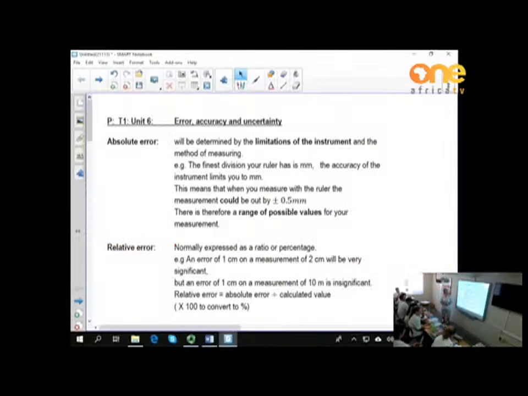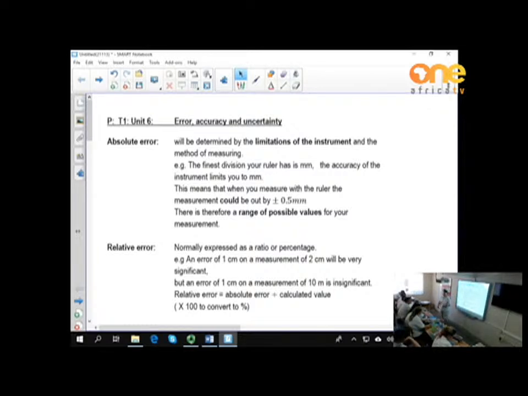Unit 6 has to do with error, accuracy, and uncertainty. It has to do with when we take measurements. You must realize, and I've said this to you already, that when we measure something, there is a limit of accuracy on the instrument you are using: the smallest scale division. If it's a ruler that's been calibrated in millimeters, then the millimeter has a certain amount of inaccuracy on it. Now, the types of errors that we get when we take readings.